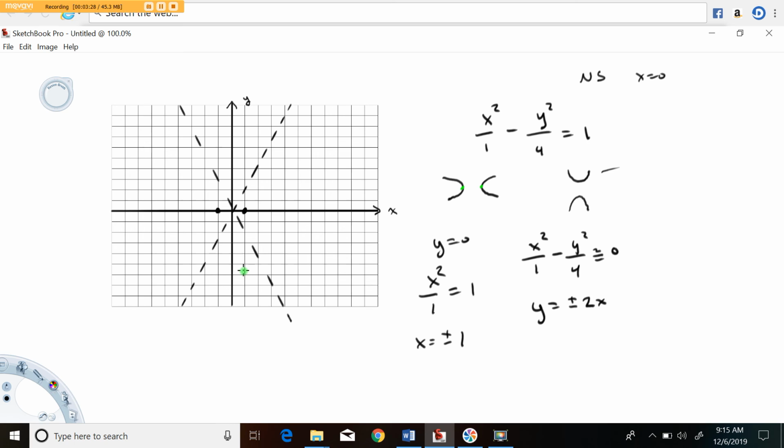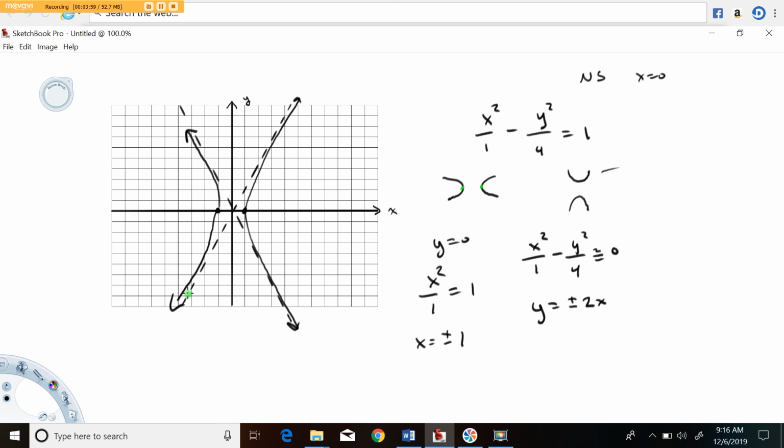And now we can sketch the rest of the hyperbola. So here's the vertex, and it has to approach the asymptote. Vertex, and then approach the asymptote. Same thing on the other side. There we go. So there's a rough sketch of the hyperbola. I'm going to call that good enough for this example.